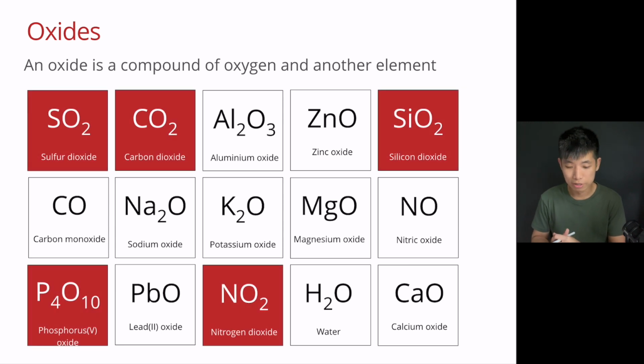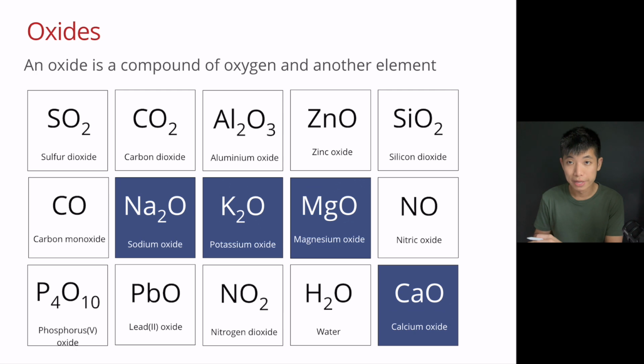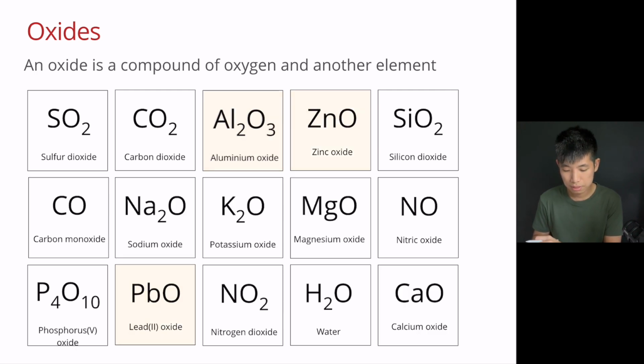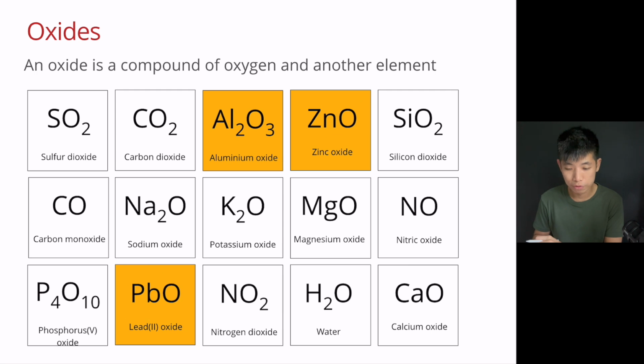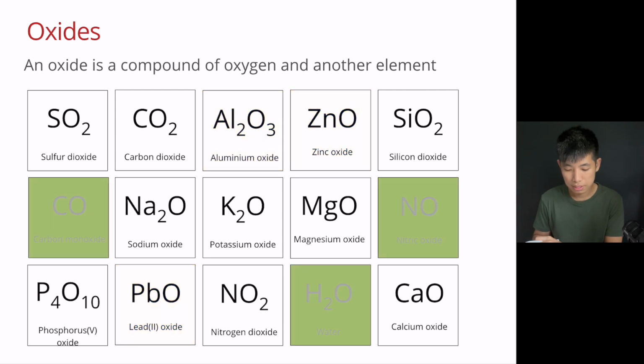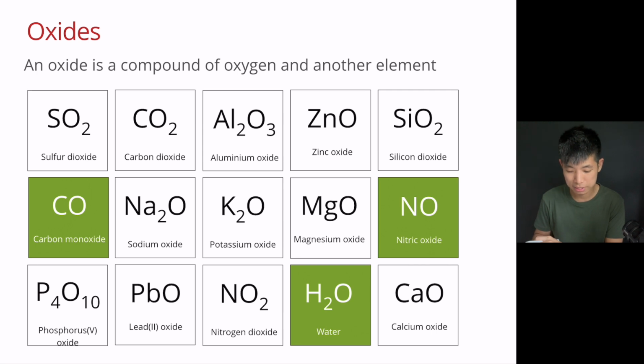So these are our acidic oxides. They are oxides of non-metals. These are our basic oxides, oxides of metals. These are our 3 amphoteric oxides, zinc, aluminium, and lead. And these are our 3 neutral oxides, CO, NO, H2O.